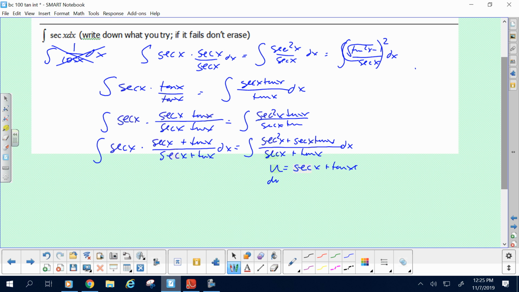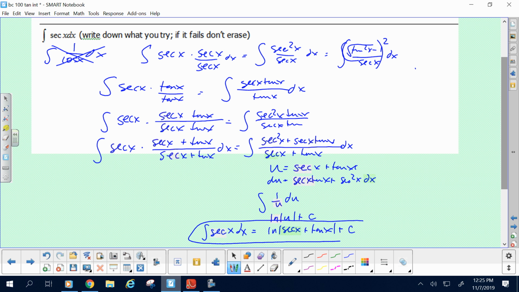What's du? Secant of x tangent of x plus secant squared, which is in the wrong order, obviously, but it doesn't matter because it's addition, so we can change the order. And it becomes 1 over u du, natural log of absolute value of u, which is natural log of the absolute value of secant plus tangent. That takes some creative thought. Math at its highest levels is actually more of a creative endeavor than an analytical endeavor.